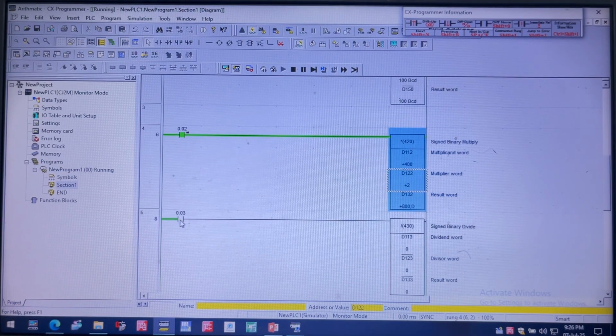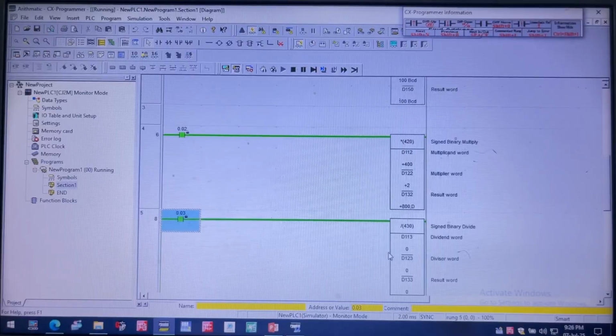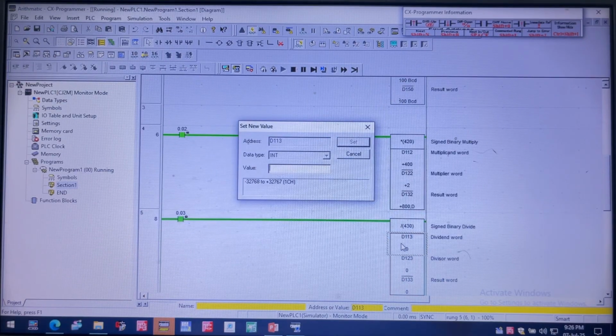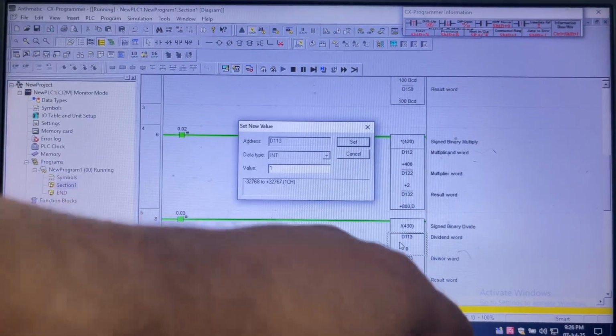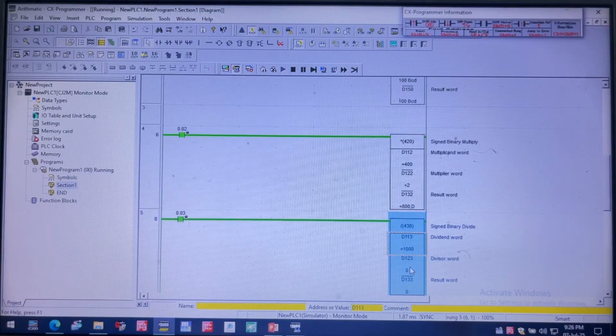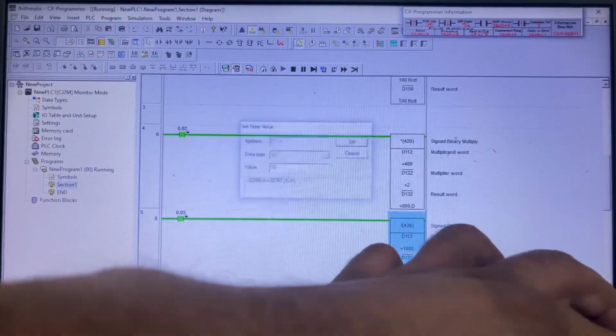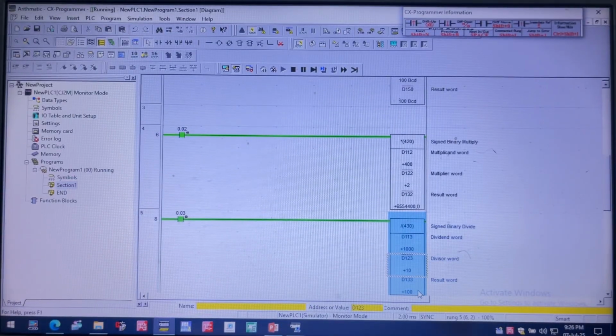Now again, for the divide instruction, the input 0.03 is on. Now both values are 0 and the result is also 0. First, the D113 value is thousands. Suppose we enter 1000, and the divisor value is tens, like suppose 10, then the result value is 100.